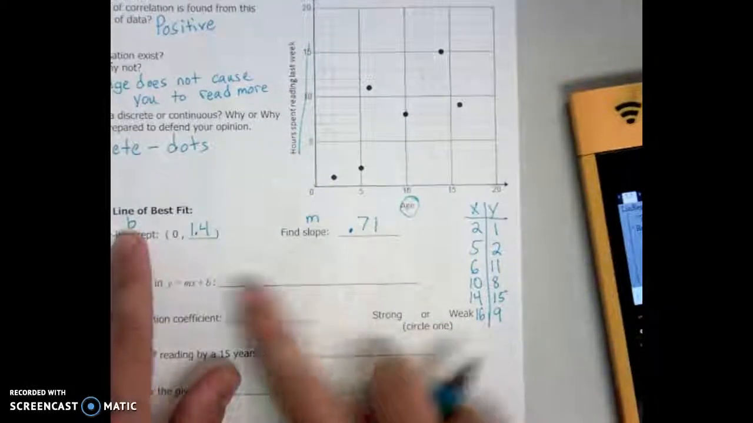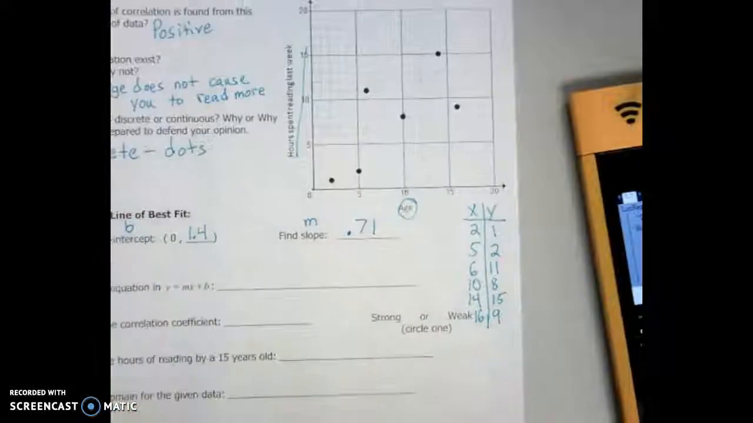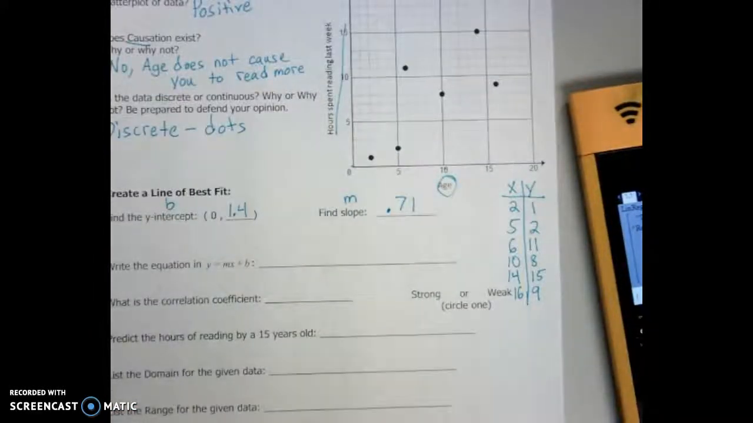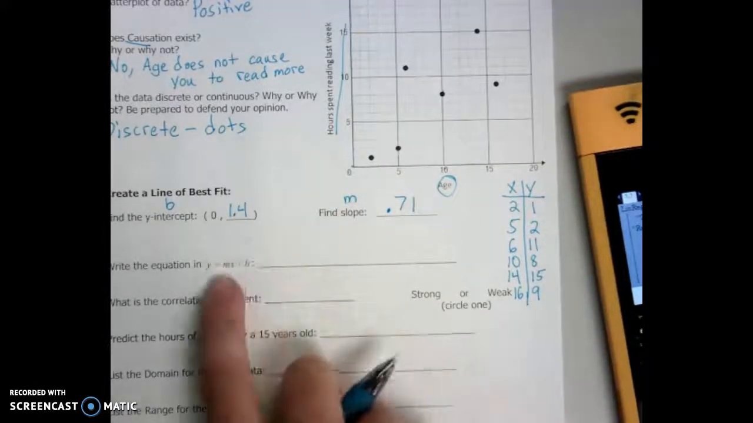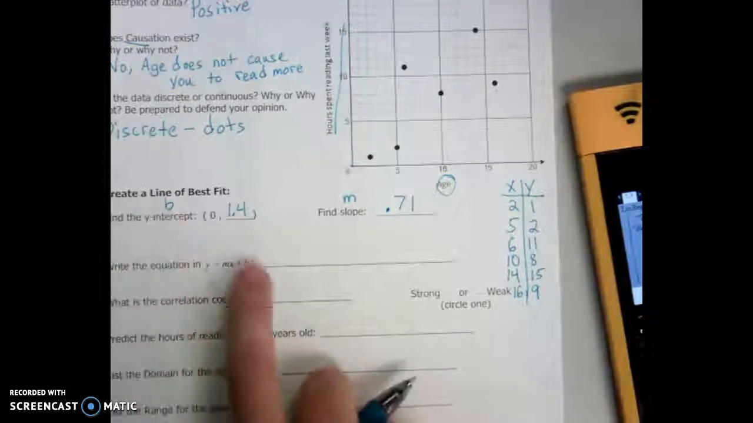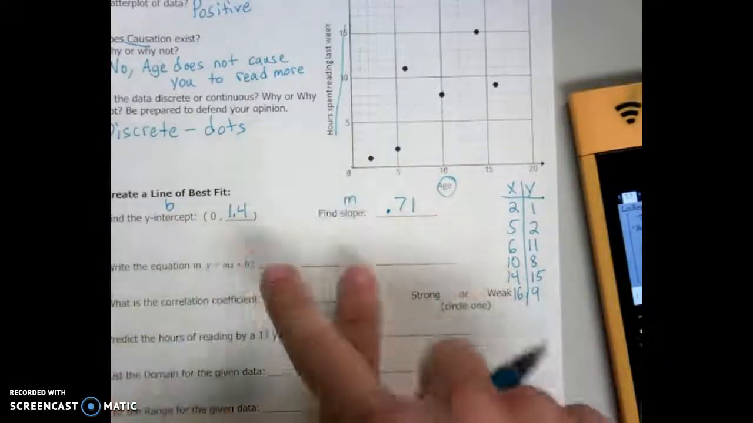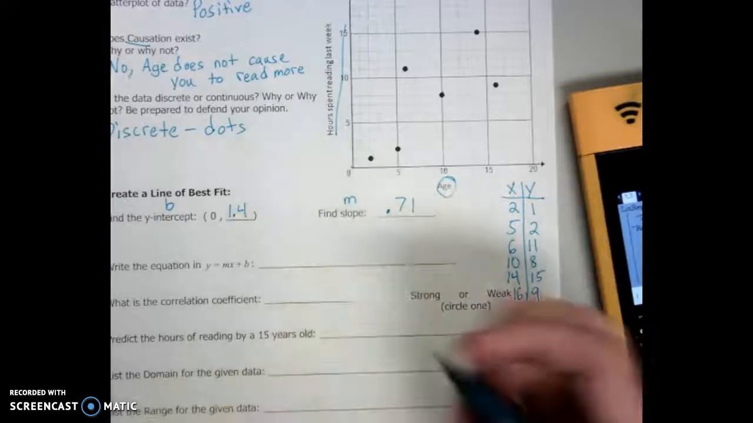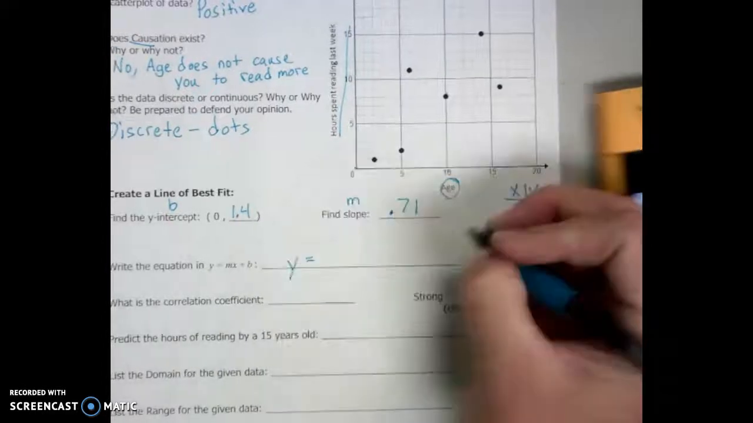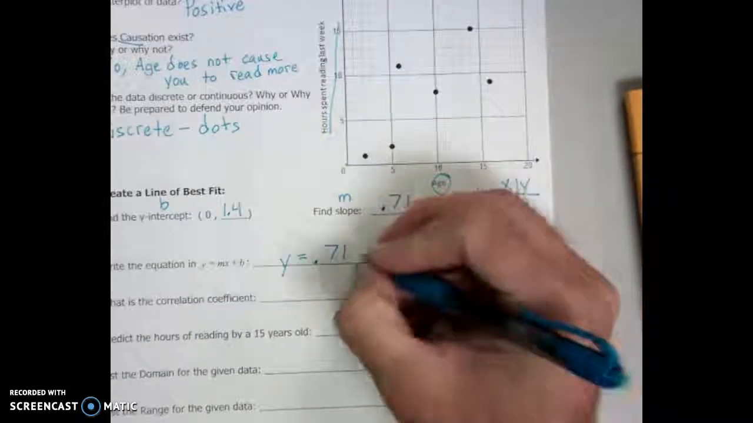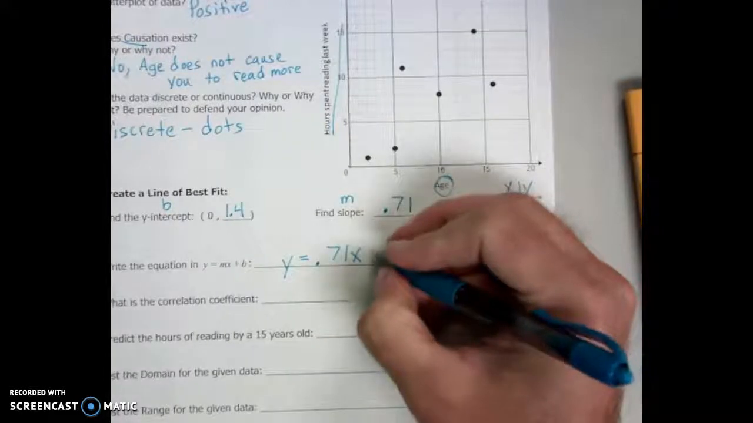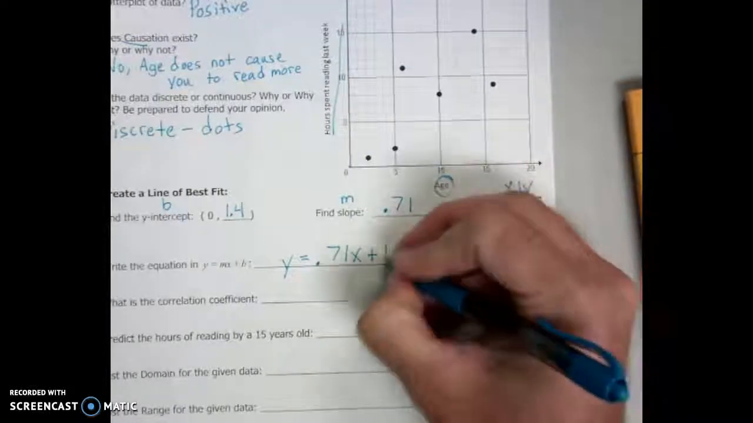So notice, B and M, they're not in the normal order. We did that for a purpose. We want you to think. So look at M. M will go in front of X. B will go at the end by itself. So just know, you more than likely on the test are going to swap those. So Y equals 0.71X plus 1.4.